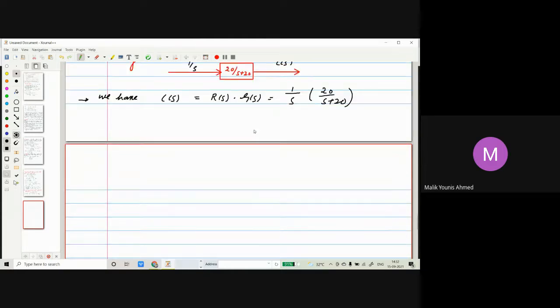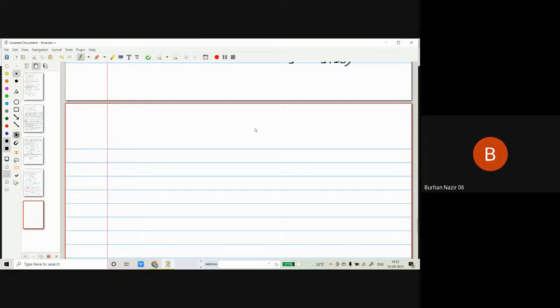Roll number 6, what is the answer for the output response? 1 minus e to the power minus 20t. Very good.